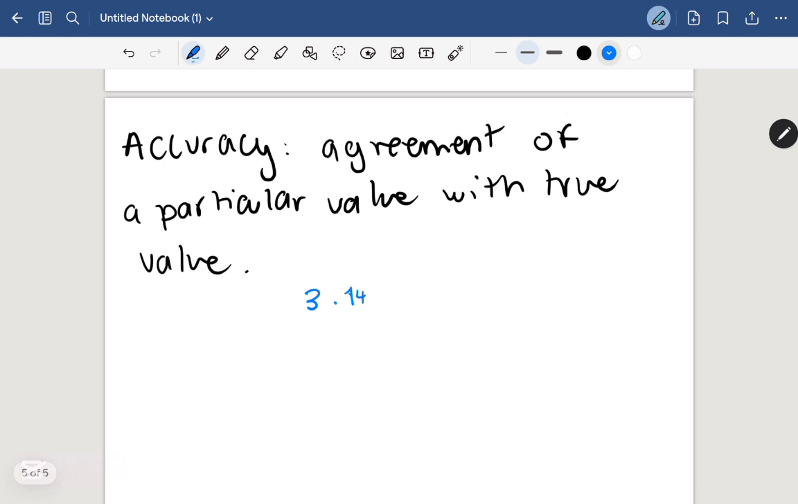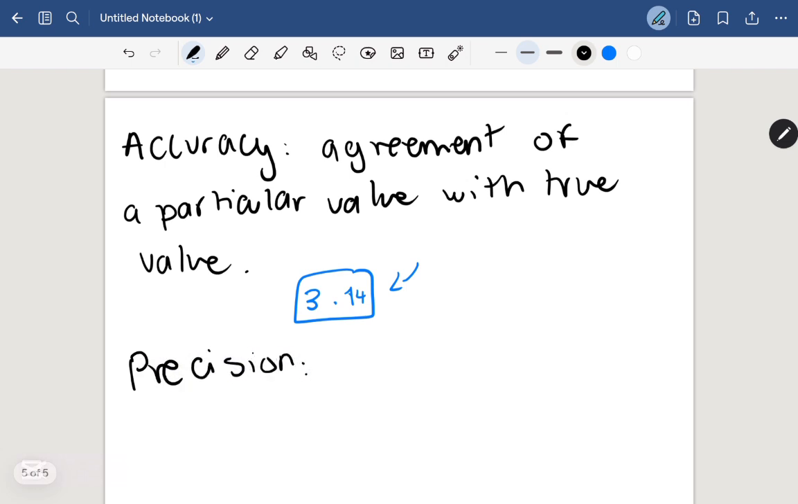Whereas in real life, pi is what? Pi is 3.141592654, etc. So if you were to round it, it is accurate to 3.14 compared to the actual value, which is 3.1415 whatever. It is relatively accurate. This is the definition of accuracy. The next thing that comes across is what is precision.